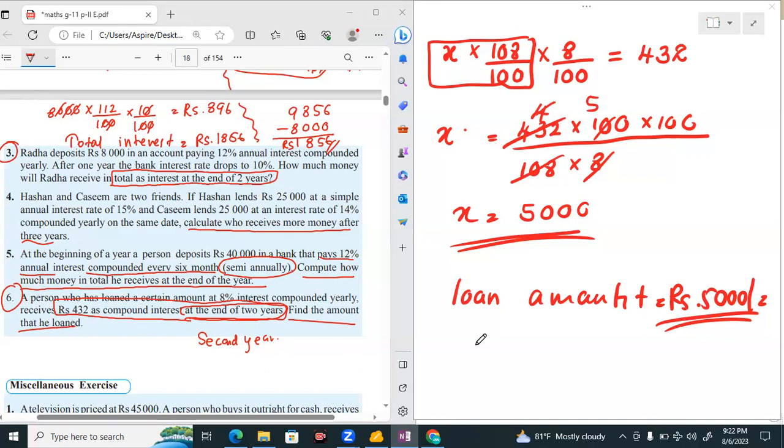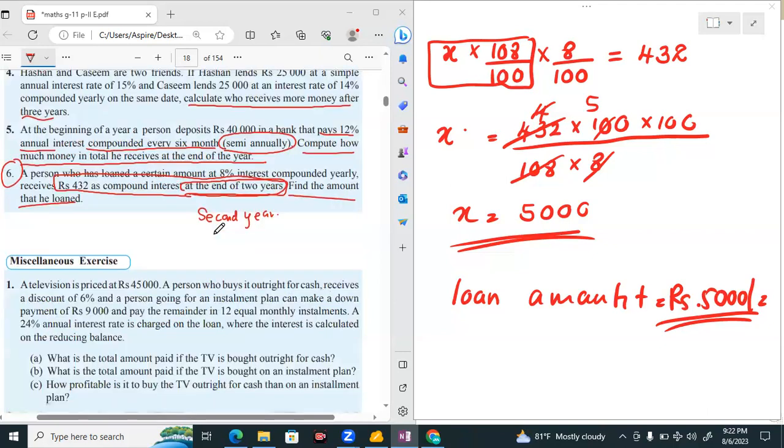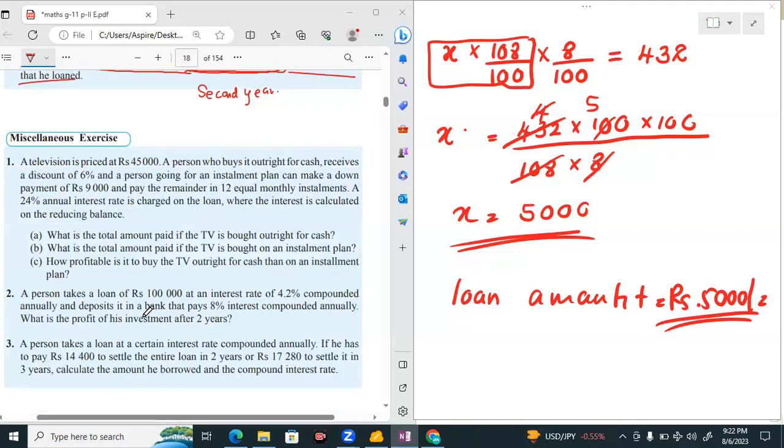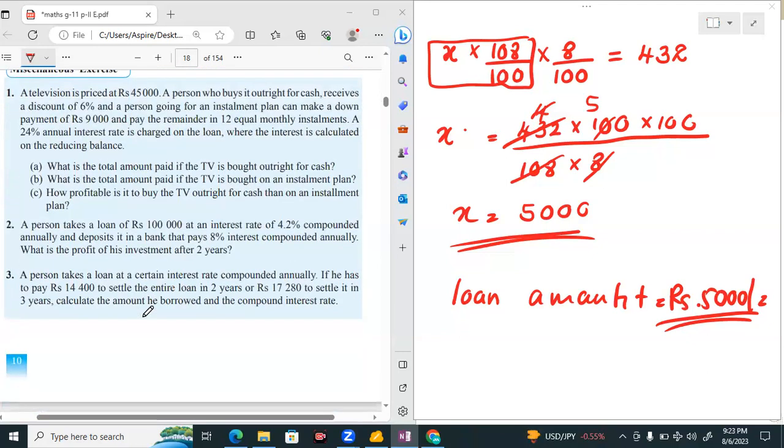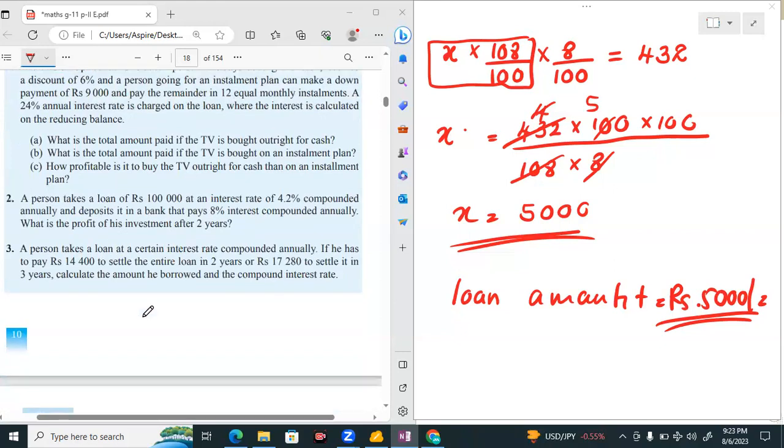Okay, good. You can see that the second question and third question in the miscellaneous exercise are based on compound interest. So you can try them. Next day, I will discuss how to do the questions related to reducing interest. Reducing balance. Okay, interest on reducing balance.